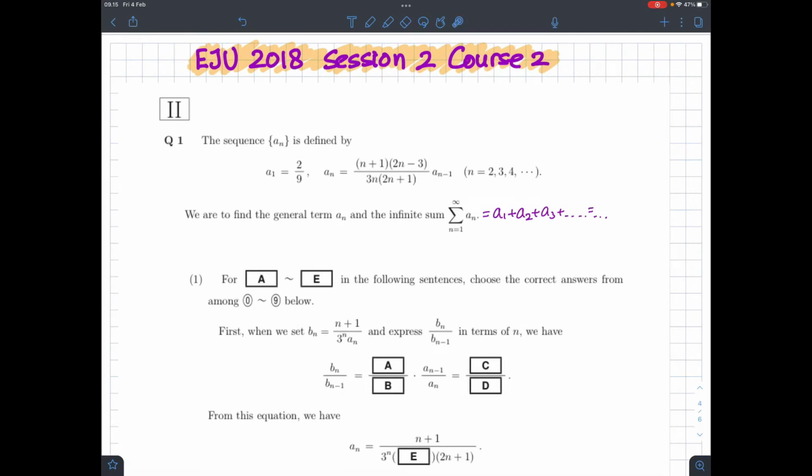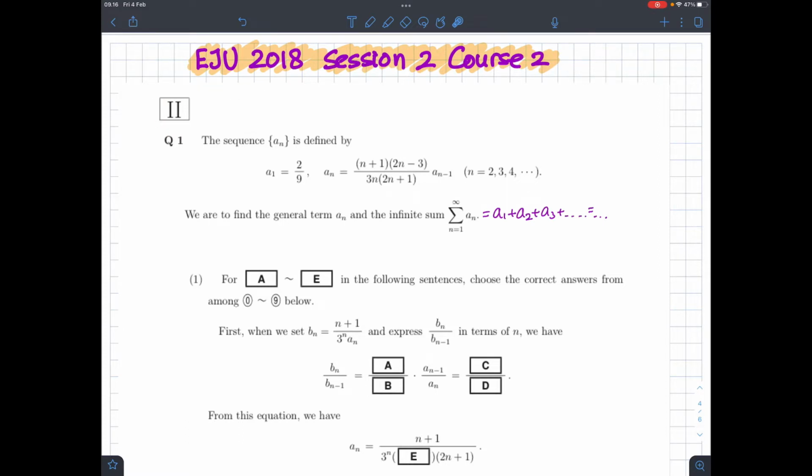Hi everyone. Today I will solve another problem from Eiju. This is an entrance test for a Japanese University, the 2018 edition, and this is the second session because they have two sessions every year. I try to solve course 2, which means this is advanced mathematics. In my two previous videos, you can find the solution of part 1, and this is part 2.